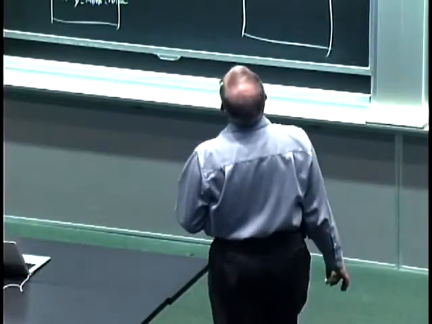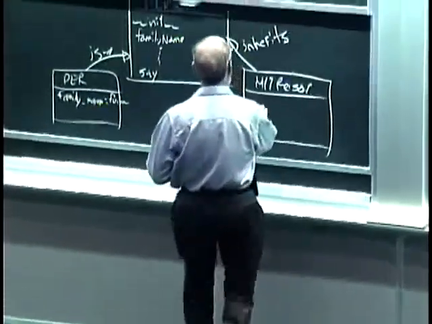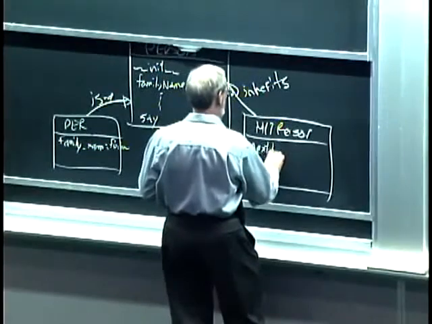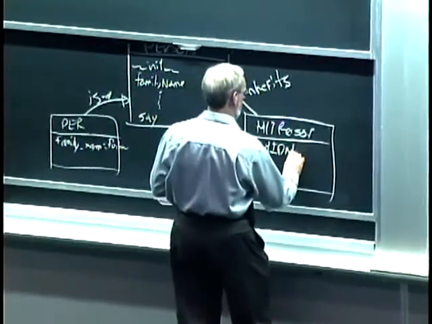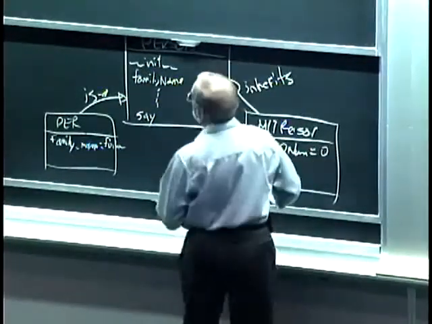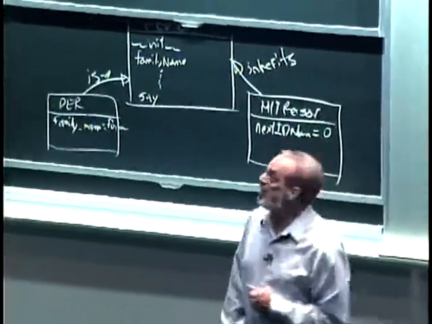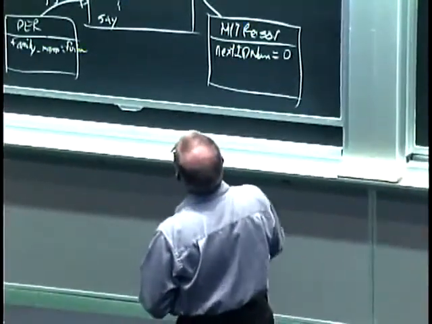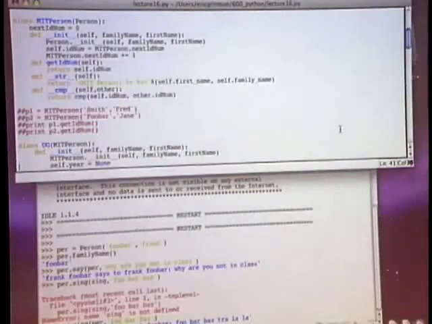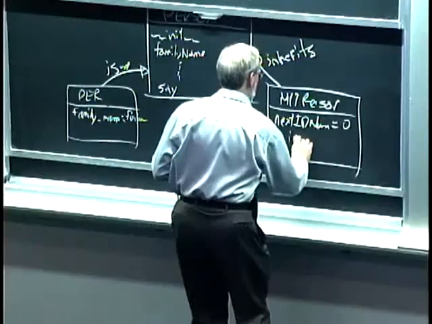Okay, what does MIT person do? Well, here's one of the new things it does. It has a local variable called nextIDnum, which is initially set to 0. You can see that up there. And then it's got some methods. It's got an init method, a getID method, a few other things in it.